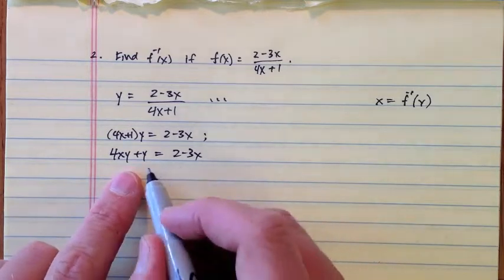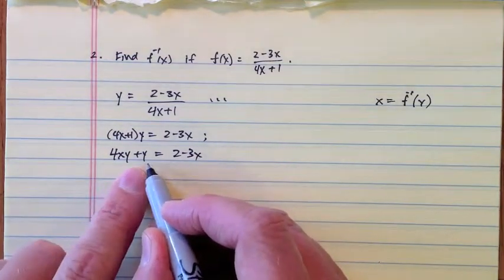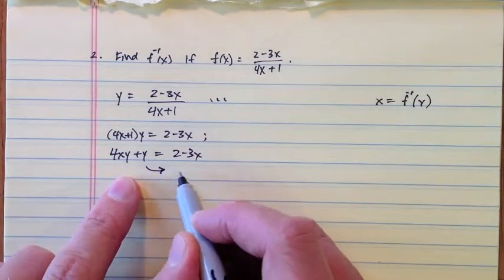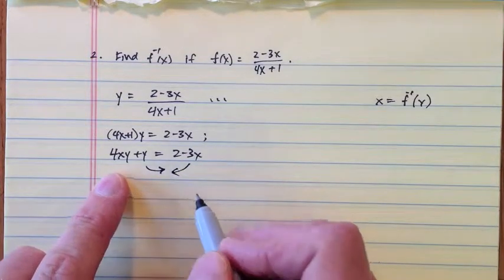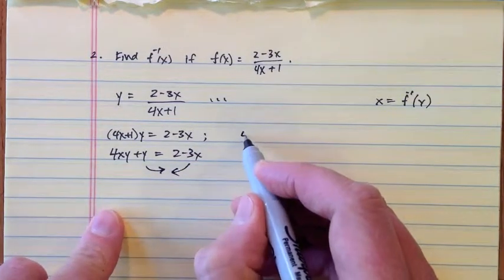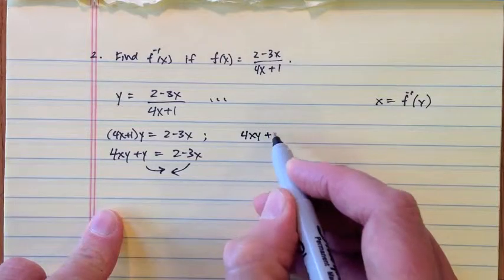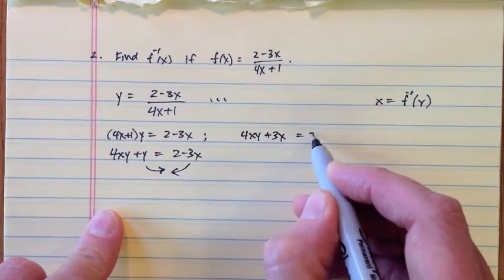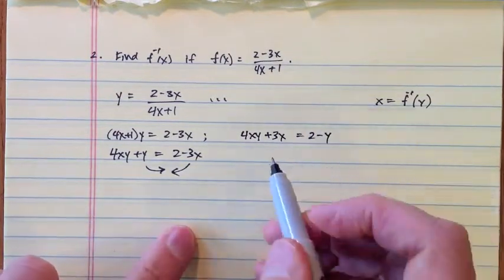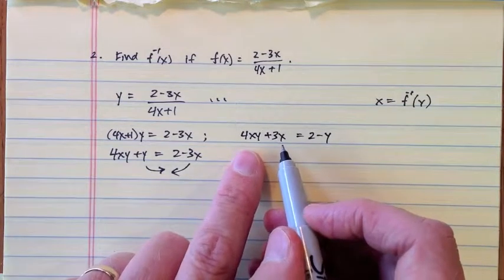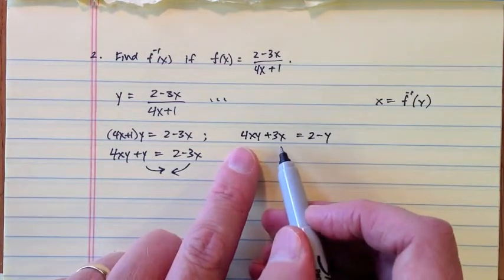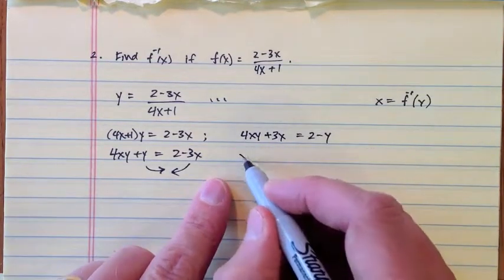So let me subtract this y to get it over here, and I'll add 3x to get it to that side. And the equation will be 4xy plus 3x is 2 minus y. I want to get the x's by themselves. So I've got all the x's on one side. Now let's factor the x out.